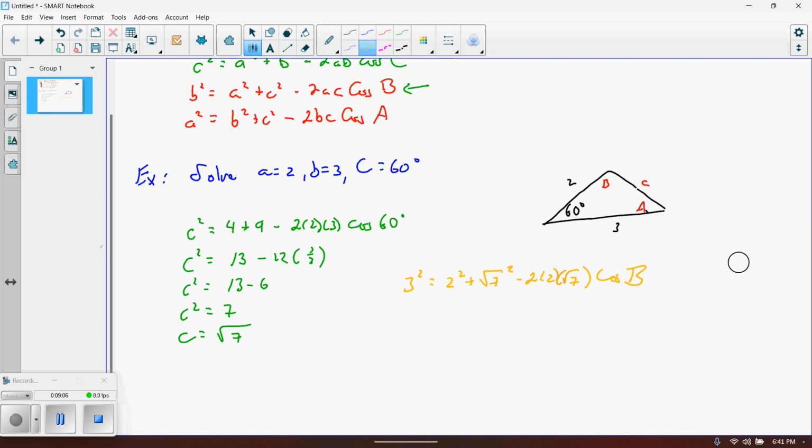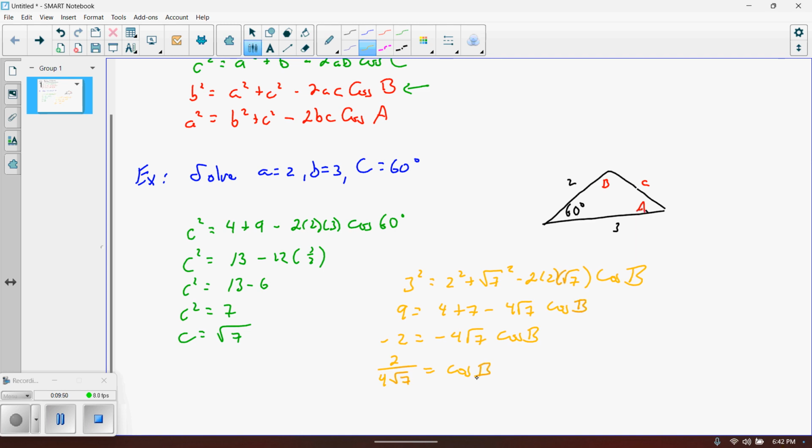And since that's what we're solving for, now we can simplify. 9 equals 4 plus 7 minus 4 root 7 cosine of b. The 4 and the 7 are going to add up to 11, so we'll subtract 11 on both sides, so we get that minus 2 equals negative 4 root 7 cosine of b. And then divide by the negative 4 root 7, so you're going to get 2 over 4 root 7 equals the cosine of b.